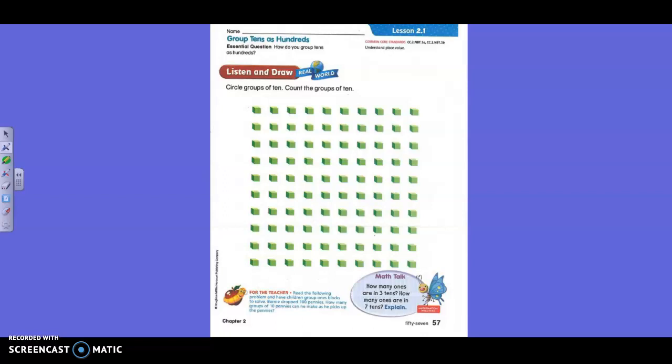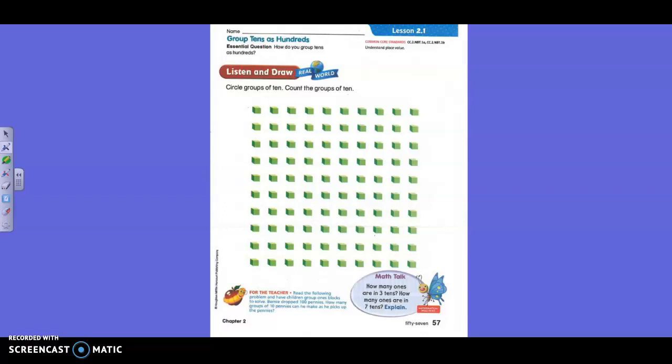If we wanted to show a group of 10 pennies to help us solve this problem, how can we show groups of 10 pennies? Circle the group of 10. Very good idea. I'm going to have you circle groups of 10 and then count the groups of 10 to solve the problem.